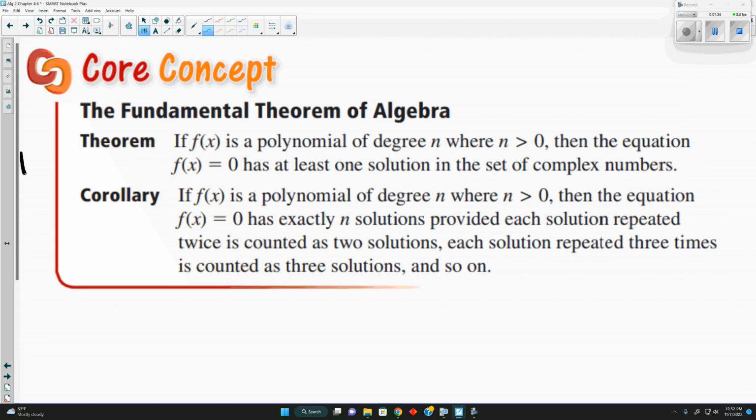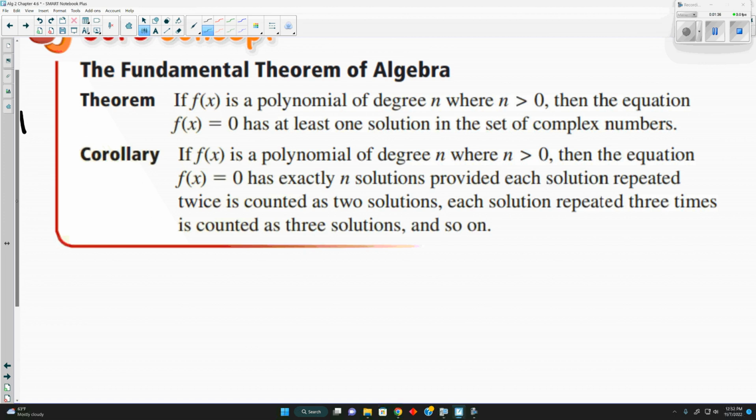Now what this leads to is the fundamental theorem of algebra. If f(x) is a polynomial of degree n, where n is greater than 0, then the equation f(x) equals 0 has at least one solution in the set of complex numbers. So if x equals 5, we can make this a complex number by adding 0i to it, because complex numbers come in the form a plus bi. Really, we can make any number a complex number by adding 0i to it.